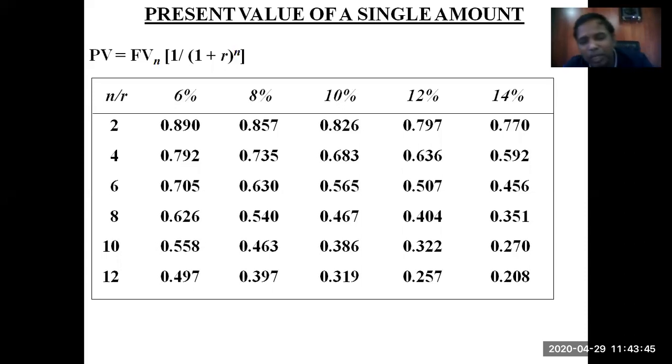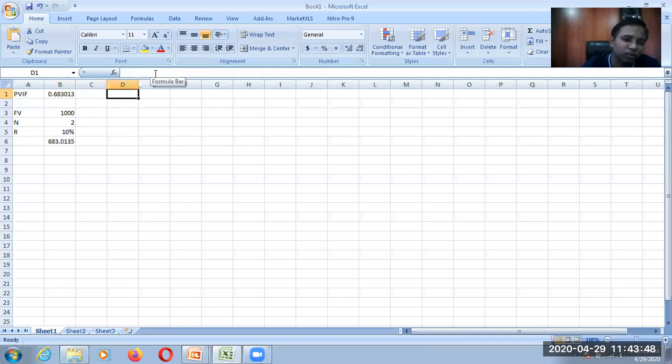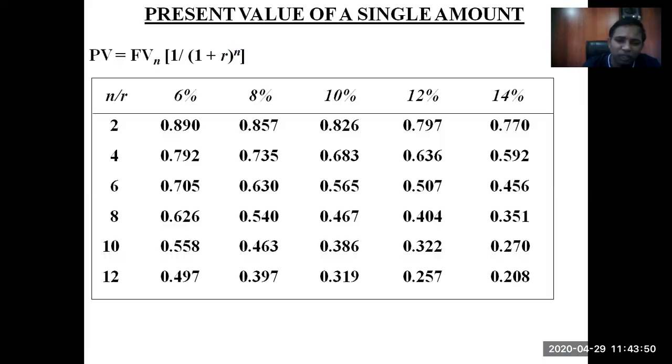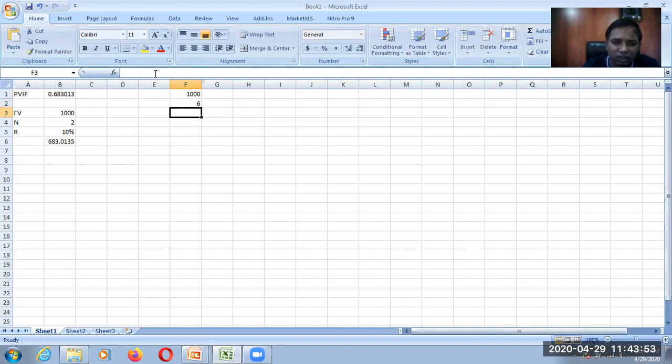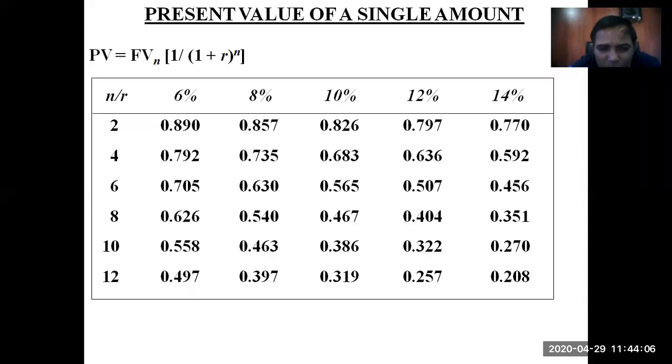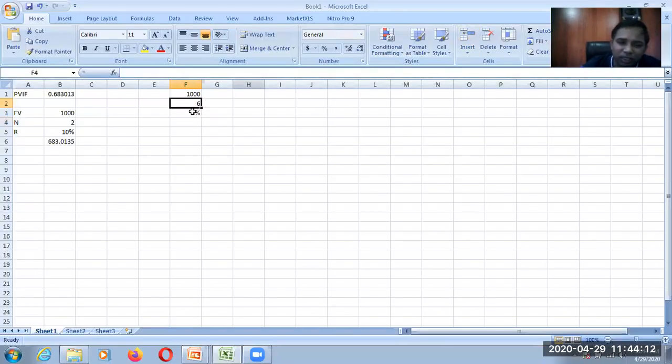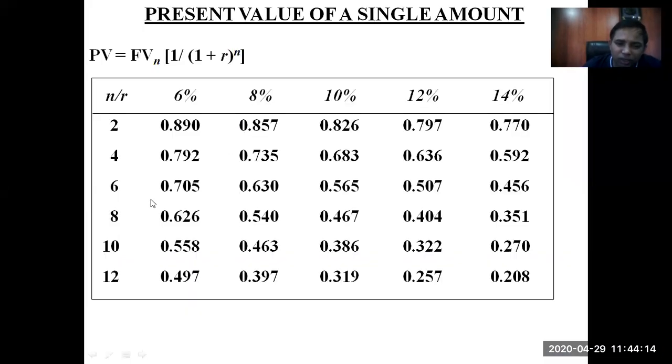For example, I am supposed to receive 1000 rupees after 6 years, and the rate of discounting that 1000 rupees is 8 percent. Then how do we check what amount I will be receiving today? I will go to the table. My criteria are 6 years and 8 percent. So 6 is the number of periods here, and at 8 percent it is 0.630. That is the factor value.